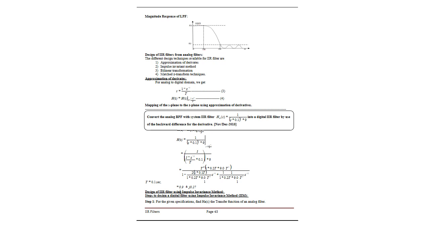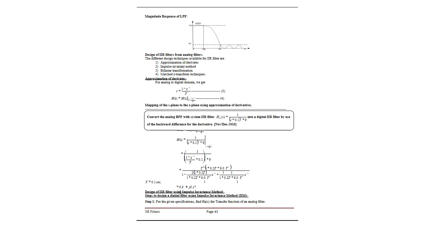So that is H(Z) = H_A(S), where S tends to (1 - Z inverse) / T. Here we have to substitute the values, with T equal to 0.1 seconds. After substituting, we get the answer as 0.9 plus or minus j0.27.